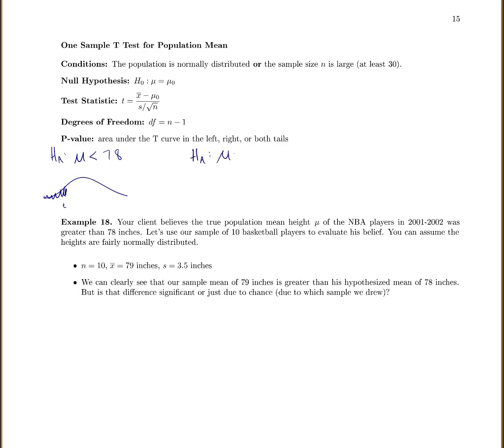If your alternative is you think that the mean is greater than, say, 78, then you'll find your t-value and shade to the right. So greater than, right; less than, left.